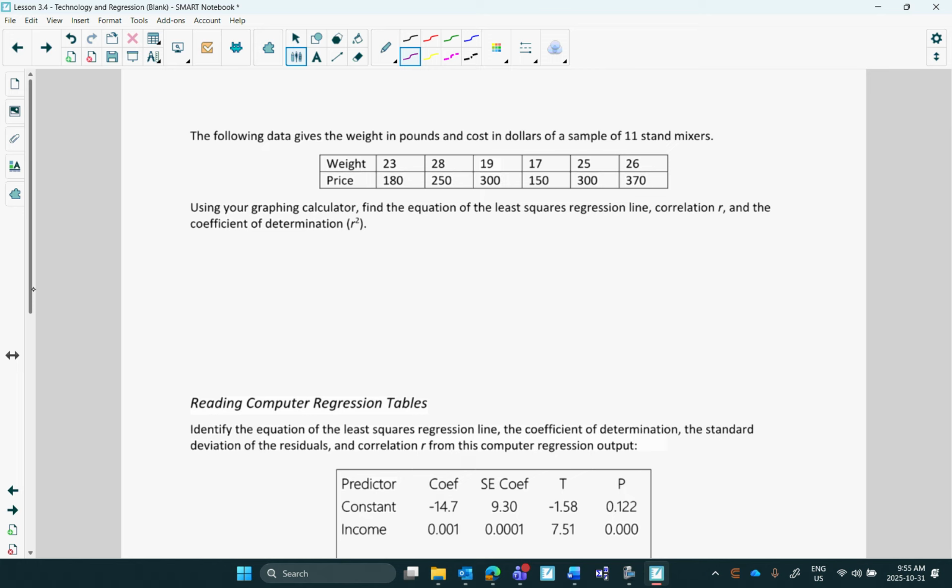Now, punch stat again. And this time we want to scroll across to calc because we want to calculate the line. And we want to use linear regression, but not number 4, because number 4 is in the wrong form. So you need to scroll down to number 8. Linear regression a plus bx. Hit enter. It'll ask you to confirm, are you using list 1, list 2, leave the other 2 things, freq list and store regression equation blank, highlight calculate, and you get 4 values.